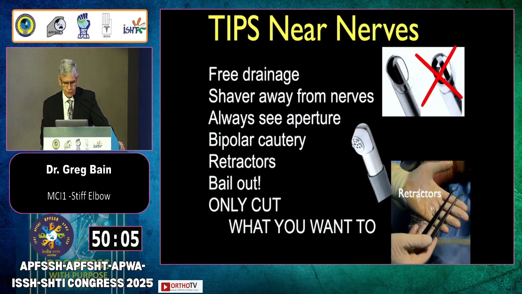So when we're doing arthroscopy, tips near nerves: use free drainage so it can drain away. Always have the shaver away from the nerves. Preferably don't use the teeth in the shavers. Bipolar cautery can be useful. Use retractors. And if you're really not sure, just bail out and only cut what you want to cut.